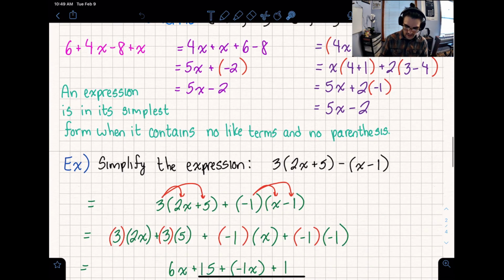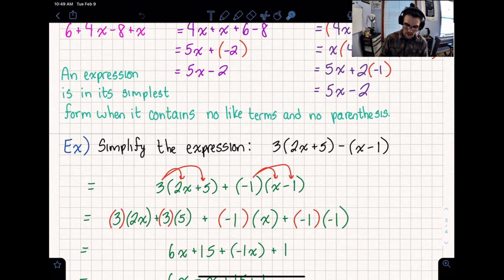All right, so back to distributing, because that's what this video is supposed to be about. I have an example here to work through. We're going to simplify this expression, and again, we're going to need to distribute to simplify. So the expression we're simplifying is 3 times the quantity of 2x plus 5 minus the quantity of x minus 1.